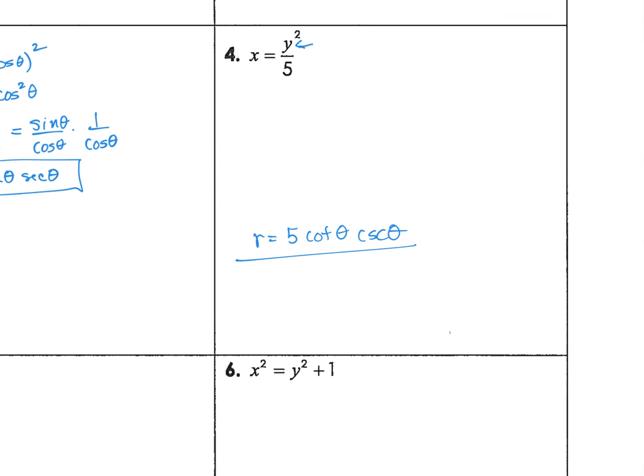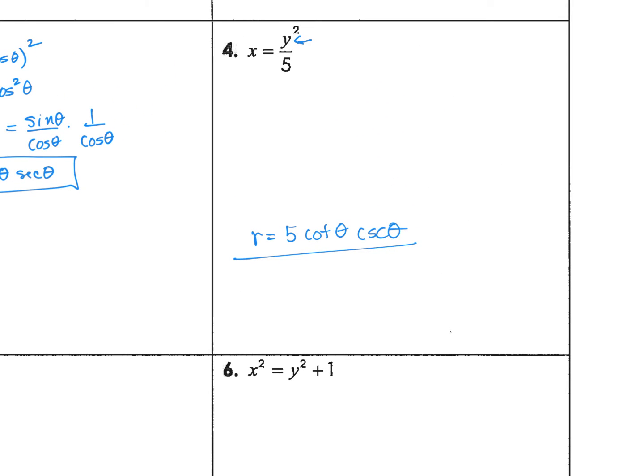Anybody have any questions about number 4? Do I need to work it through? Yeah, multiply the 5 over to the other side and then divide out.